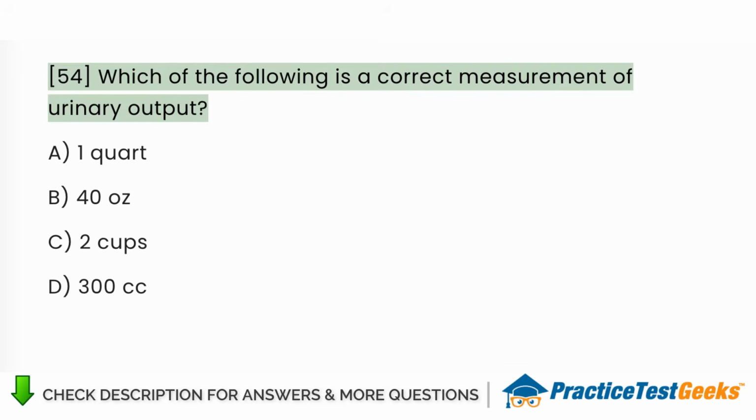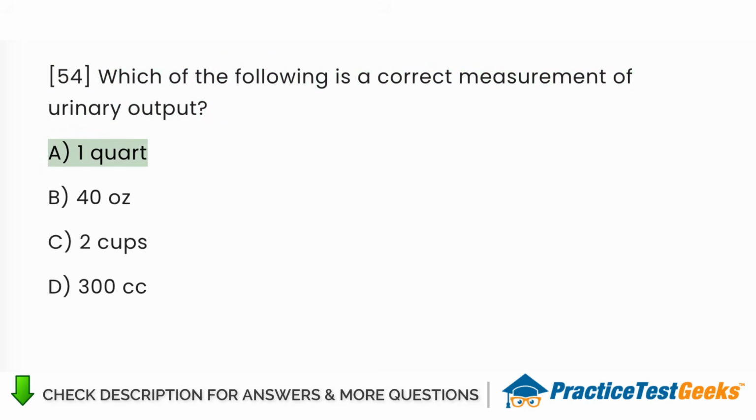Which of the following is a correct measurement of urinary output? A. 1 quart. B. 40 ounces. C. 2 cups. D. 300 cubic centimeters.